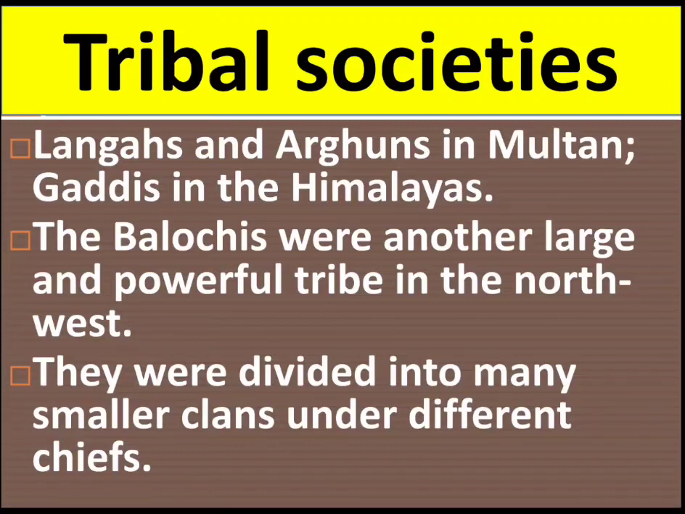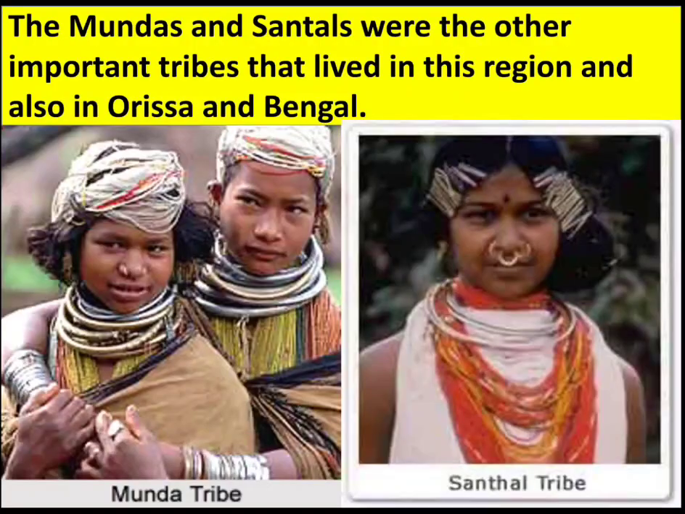Apart from that, the Balochis were another large and powerful tribe in the northwest. They were divided into many smaller clans under different chiefs. Chiefs means leader. The Mundas and Santals were the other important tribes that lived in this region and also in Orissa and Bengal. You can have a look at these pictures and have an idea how these tribal people from these communities exactly look.